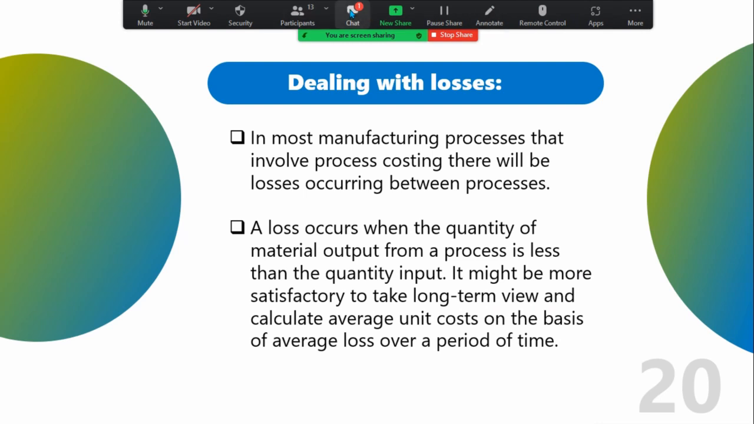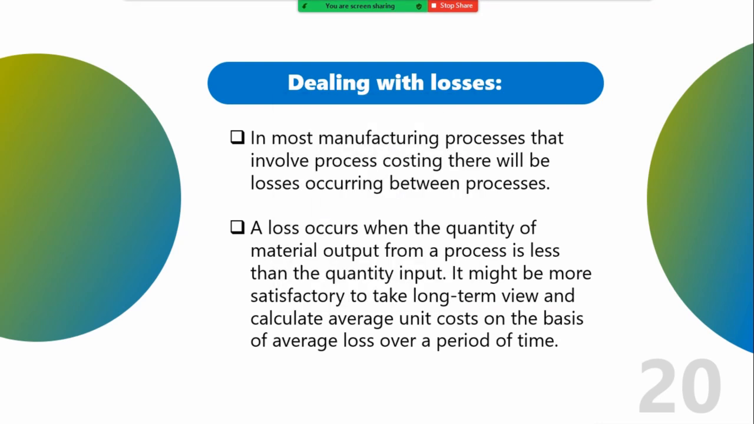A loss occurs when the quantity of material output from the process is less than the quantity input. You see that? A loss occurs when the quantity of material output from the process is less than the quantity that was input. So if we get 5 kilograms out of the 9 that we input, definitely there is a loss. It might be more satisfactory to take a long-term view and calculate average unit costs on the basis of the average loss over a given period of time.